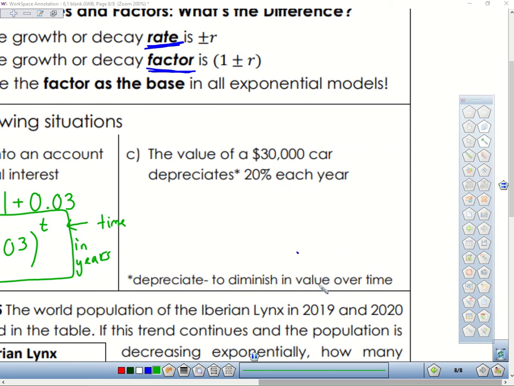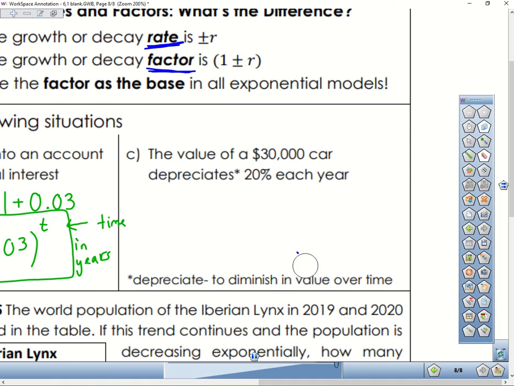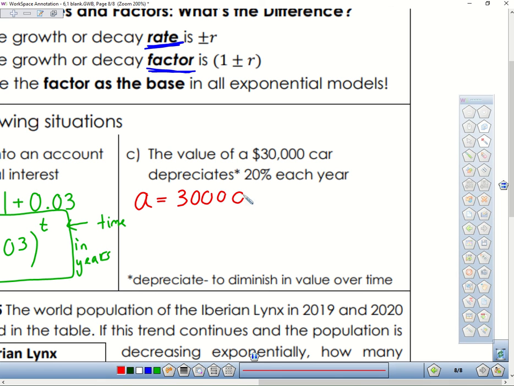Next one we're going to look at is C. The value of a $30,000 car depreciates 20% each year. What's the car's initial value? Good. $30,000, and it's depreciating, which means its value is going up or down? Down. So when we want to calculate depreciation, your B value is going to be 1 minus your depreciation rate. How could I represent 20% as a decimal? Good, 0.2, which means your B value is 0.8.